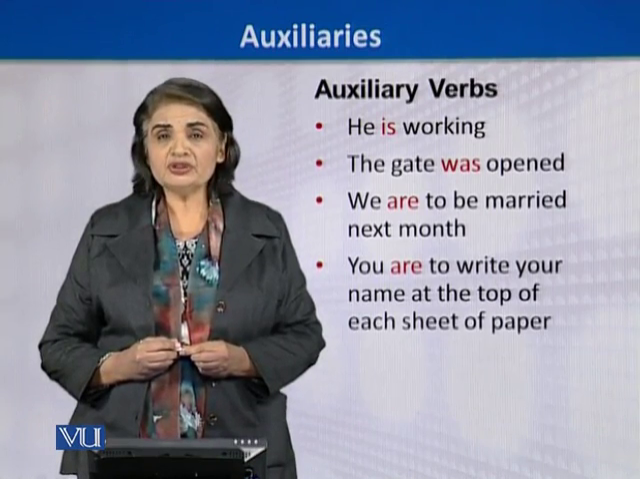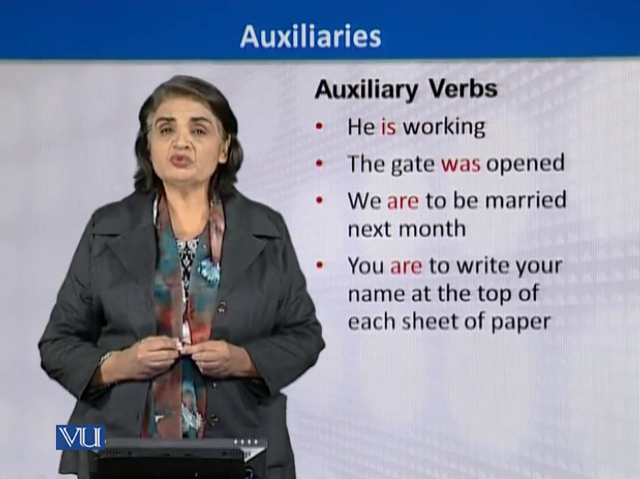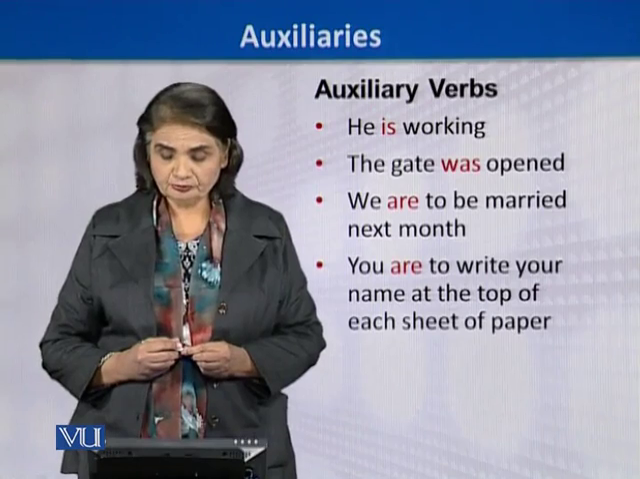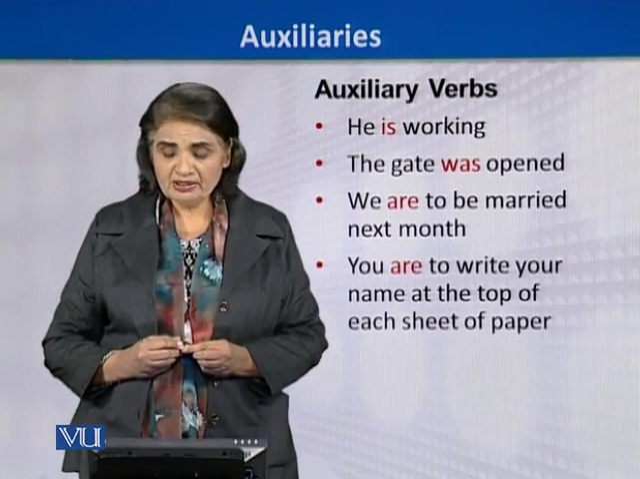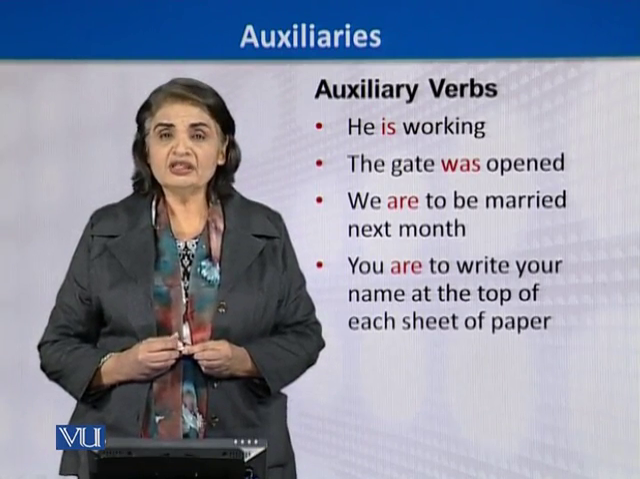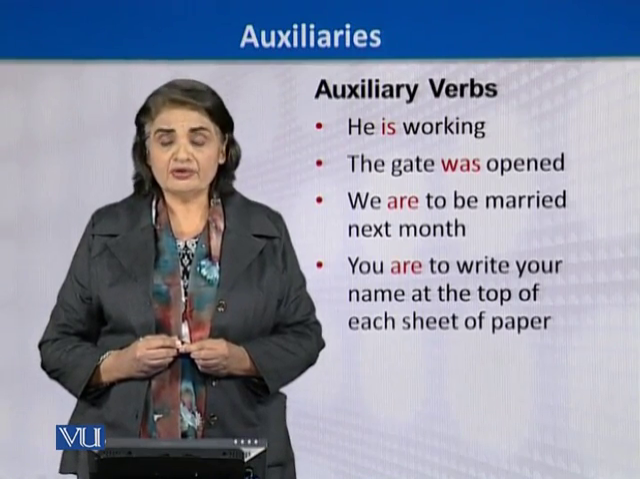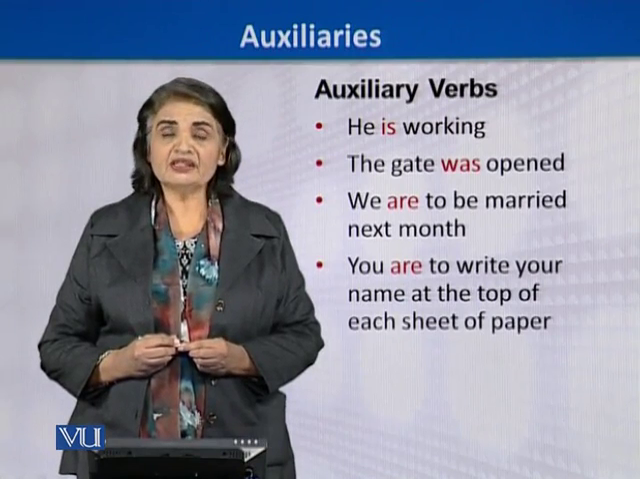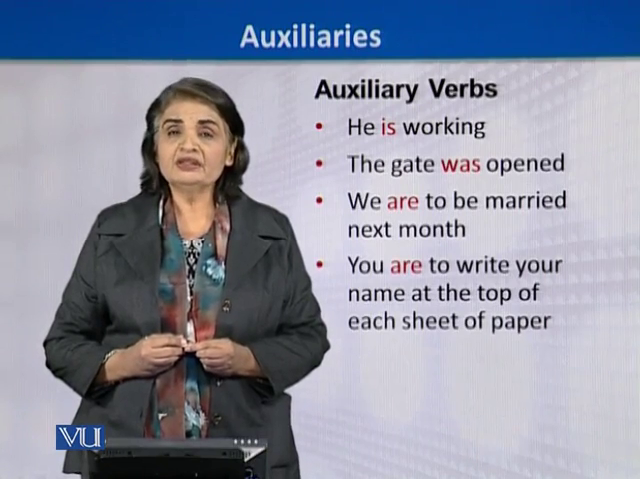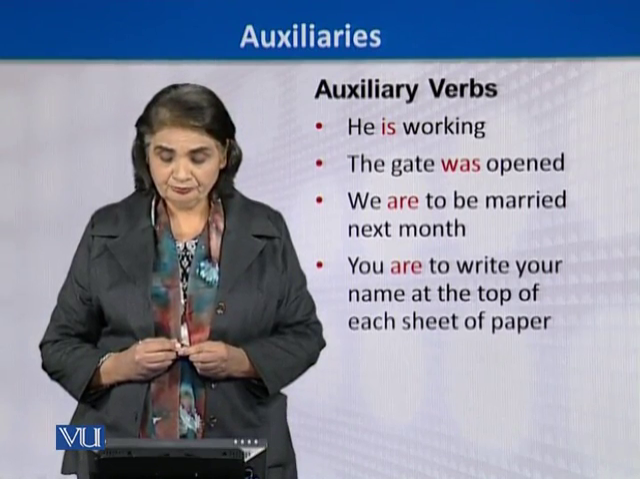But when we want to say the gate was opened, because it is a situation which we want to describe, then we need to use the auxiliary verb was. We to be married next month. This will again not have the grammatical structure in it, and thus it will be an incorrect sentence. We need to use are. We are to be married next month. The helping verb or the auxiliary verb is helping the sentence to be formed and give it a grammatical structure.